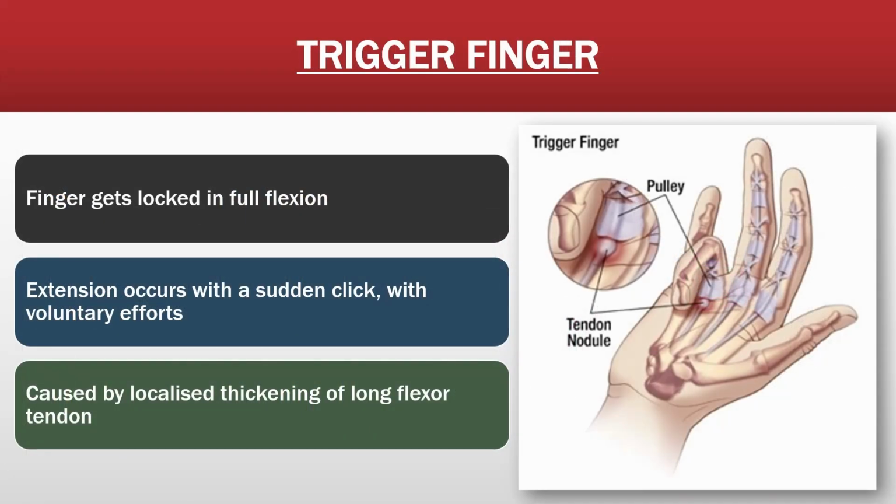This is a clinical condition known as trigger finger. So what is trigger finger? Here the finger gets locked in full flexion. The extension occurs with a sudden click with voluntary effort. It comes with a clicking sound when you try to extend these fingers. This is because of localized thickening of the long flexor tendons. This is a clinical condition associated with thickening of the long flexor tendons and is usually present in the fingers, most commonly the ring finger.